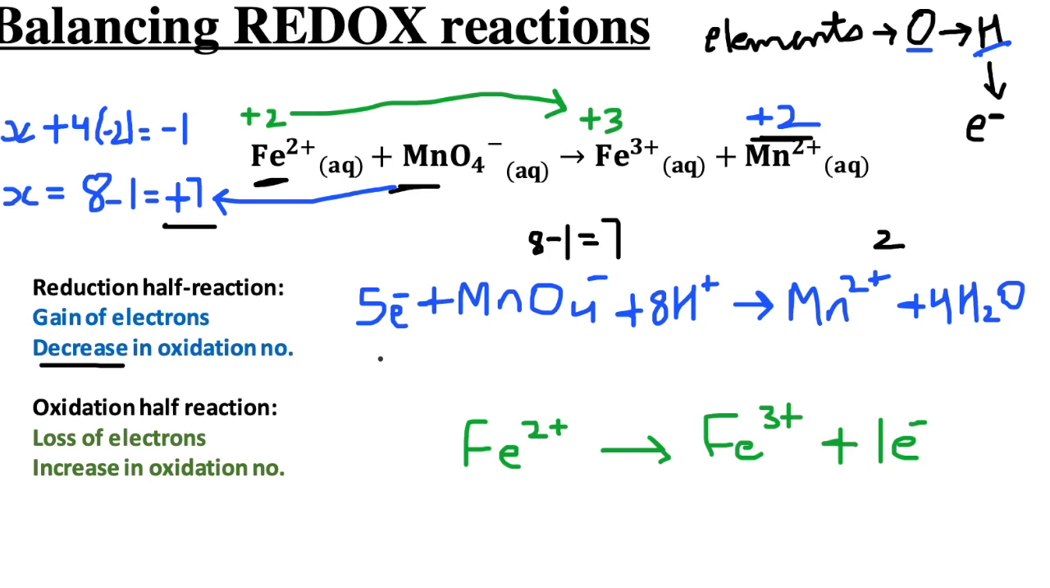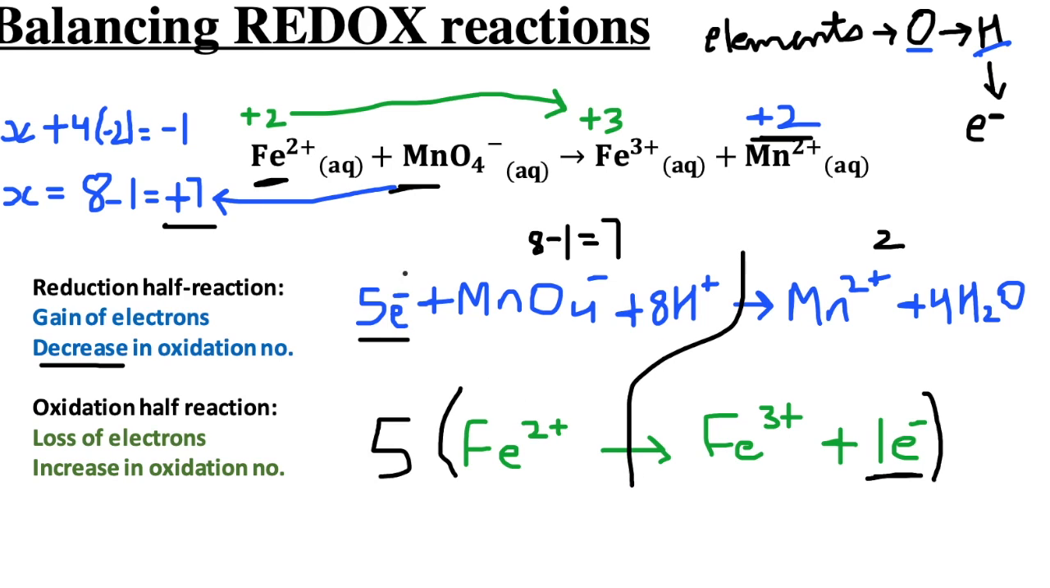So in the reduction half reaction, we have 5 electrons, and in the oxidation half reaction, we have 1 electron. The number of electrons in both these equations should be equal, so the charge will be balanced. So we multiply the second equation, the oxidation half reaction, by 5. So 5 times 1 is 5, that would equal 5 electrons. And once we have done that, we write the overall equation down. So we split this in half.